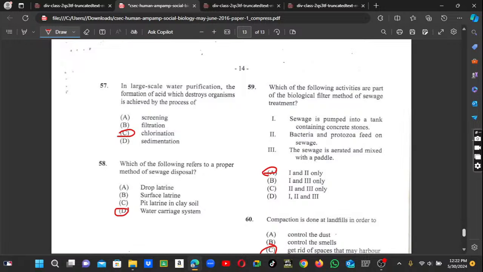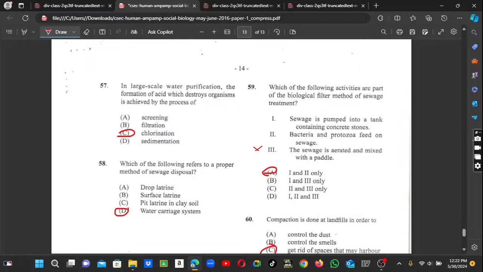Number 59. Which of the following activities are part of the biological filter method of sewage treatment? First, the sewage is being pumped into a tank containing concrete stones. That is good. And another one, we have seen that bacteria and protozoa feed on sewage, so it would be 1 and 2. But the third would not have been inside of it. So 3 would not have been part of this one, alright?